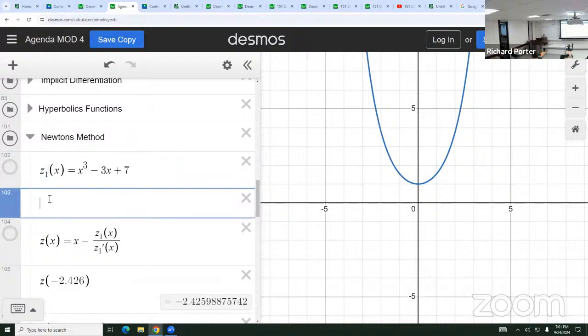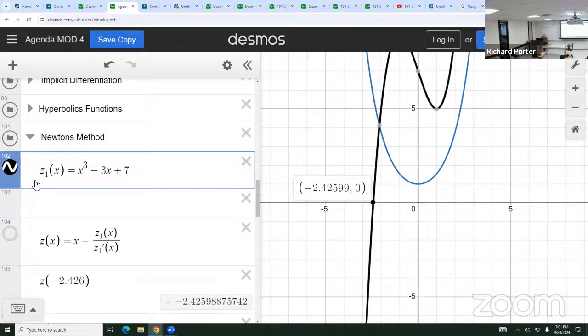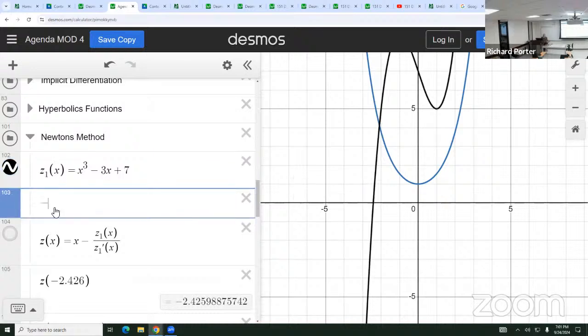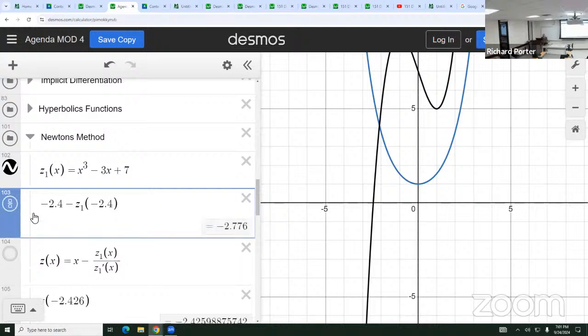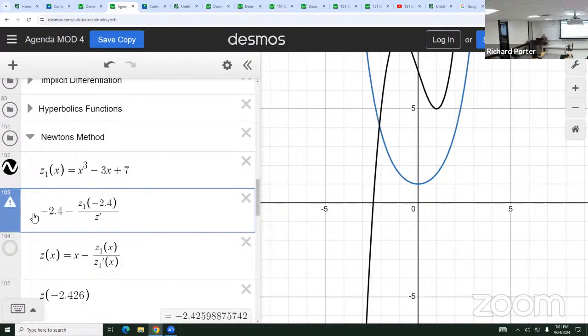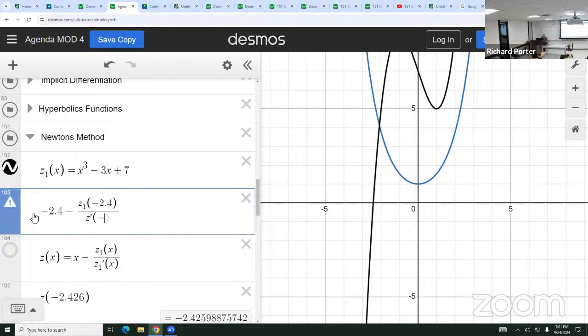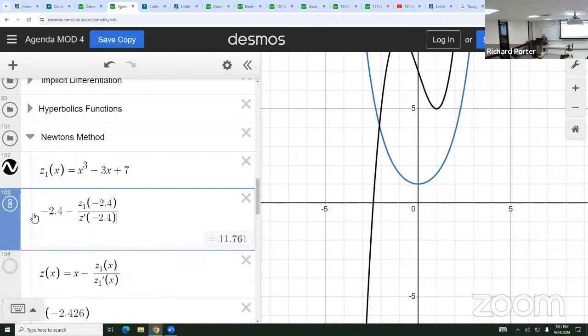I'm going to call that z1. Okay. So I'm going to start with the guess. Let me graph it for a second. My graph is, well, here, my answer is something like minus 2.4. So I'm going to take minus 2.4, and I'm going to subtract the function z1 evaluated at minus 2.4, divided by z prime, that's the derivative, at 2.4. Okay, and now I get 11.61. Wow, that's really far off.